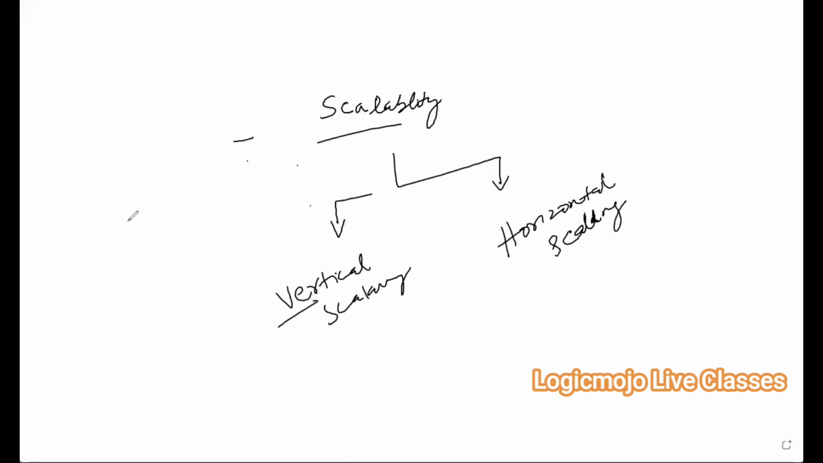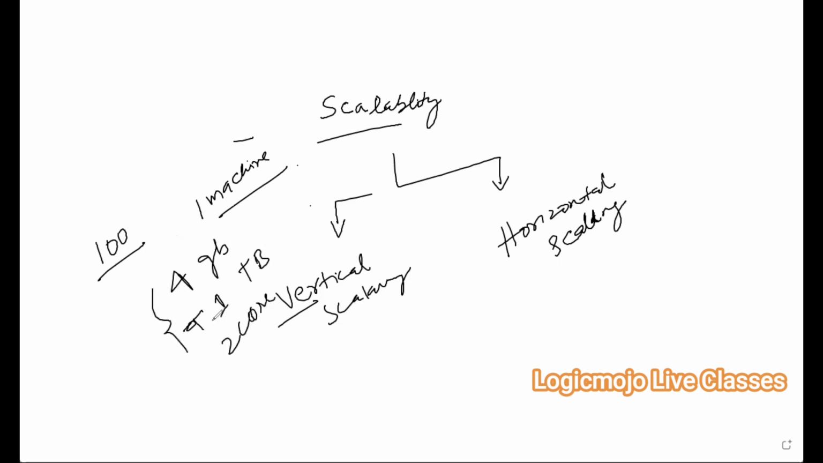So in vertical scaling, what happens? Suppose you have built an application which you have launched, and there are 100 users currently accessing your system, and you are running perfectly fine with one machine. Suppose it has 4 GB RAM, 1 TB of hard disk, and a 2 core processor. It has a maximum of 100 users per minute or per hour trying to access this system, and your system is running absolutely fine. You check your CPU utilization and RAM usage, and it is fine.